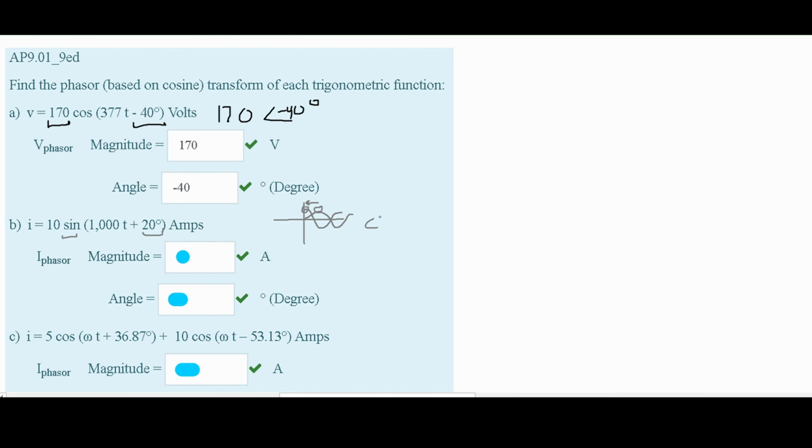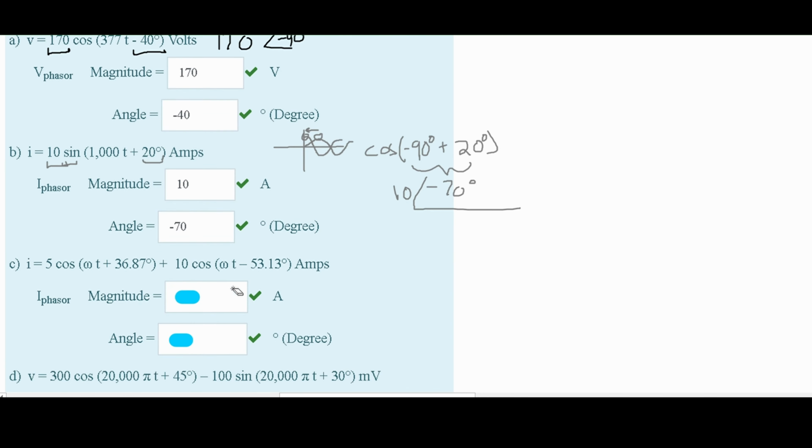So to make it a cosine, we are going to have a -90 degrees, and to this we are going to add the angle for our sine, which is 20 degrees. And this is going to give us a -70 degrees. Our magnitude, the 10, is going to be the same, so we could just plug this in here, and we're going to have a 10 angle -70 degrees. That will be the answer for our part B.